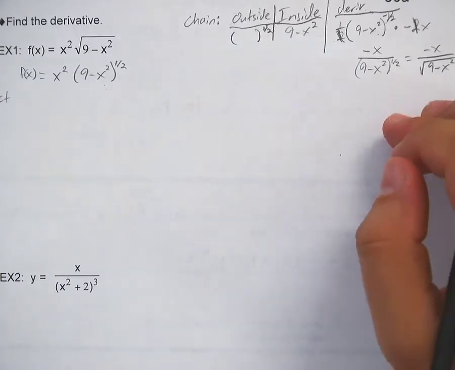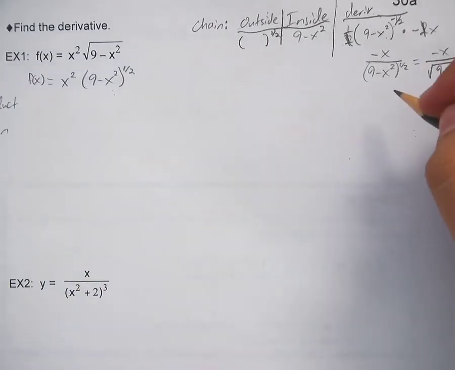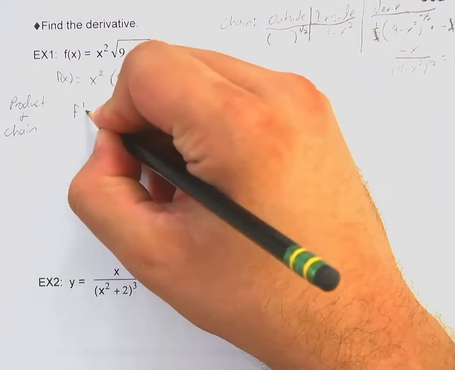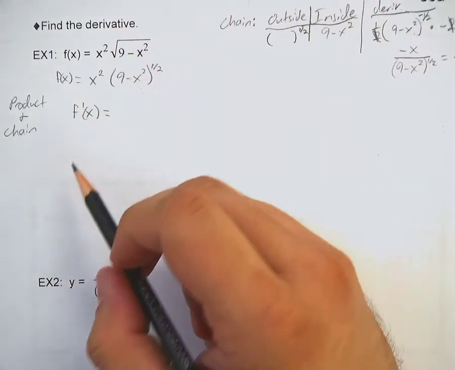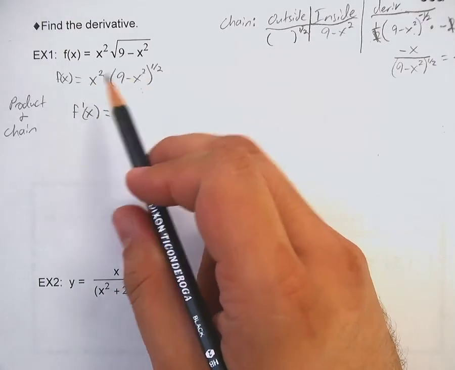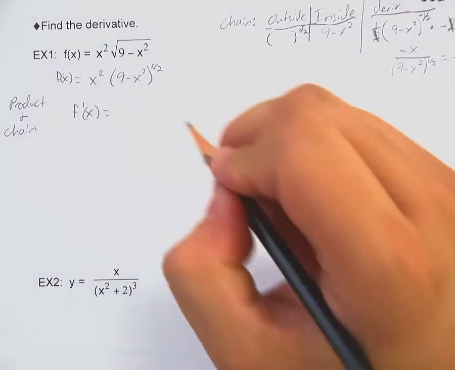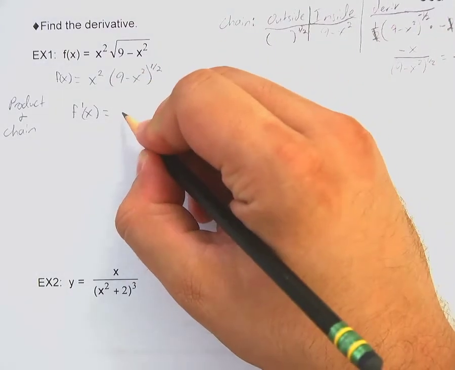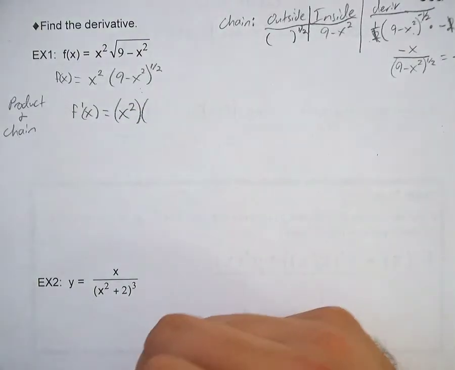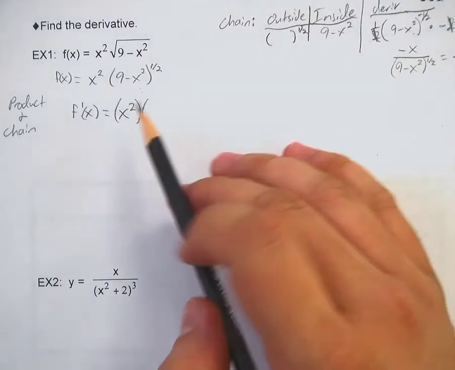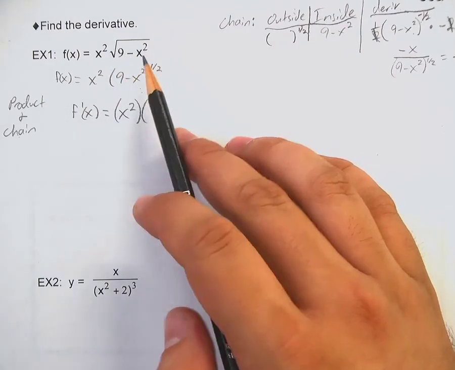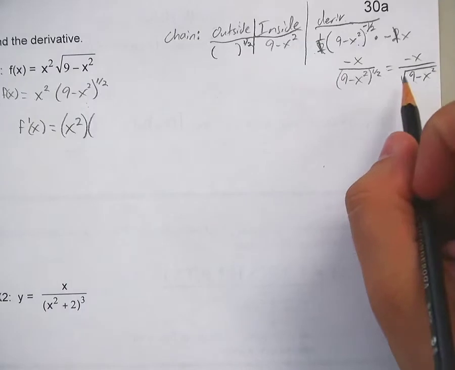Okay, so here's my chain rule. Right? I've done the chain rule. Now I'm going to do my product rule. So my derivative, f prime of x, my product rule is the first times the derivative of the second plus the second times the derivative of the first. So first is going to be x squared times the derivative of the second. Now, since the original problem gave me a square root of 9 minus x squared, let's go ahead and plug in the square root over here, this one.